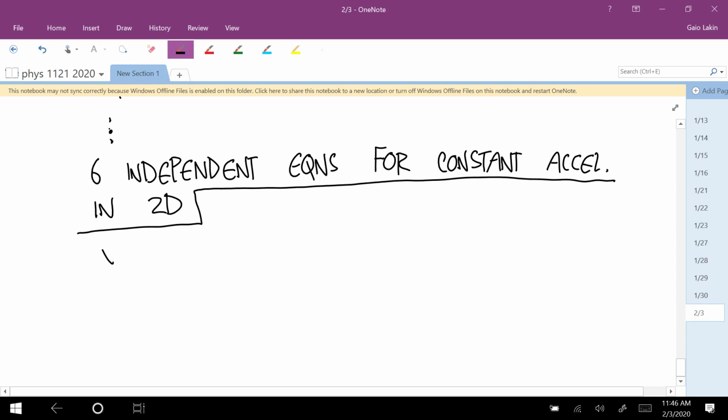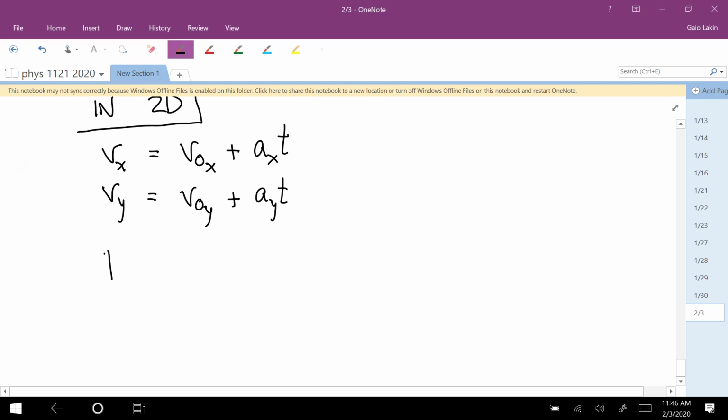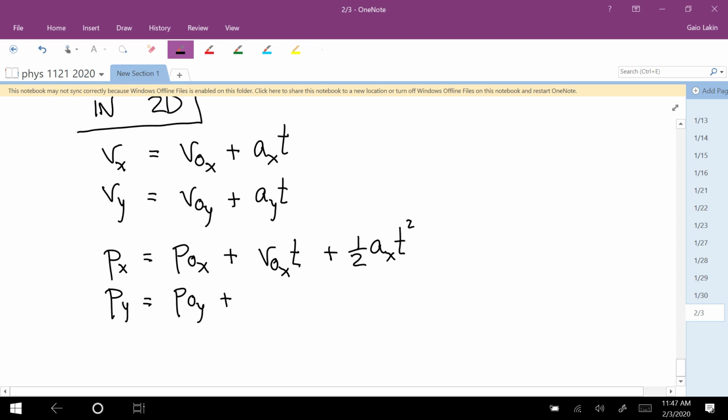And those are: vx is equal to v0x plus axt. And then the y version of that one, vy, is equal to v0y plus ayt. And now we'll go on to the two position equations. The first one says px is equal to p0x plus v0xt plus 1/2 axt squared. And the second one says py is equal to p0y plus v0yt plus 1/2 ayt squared.